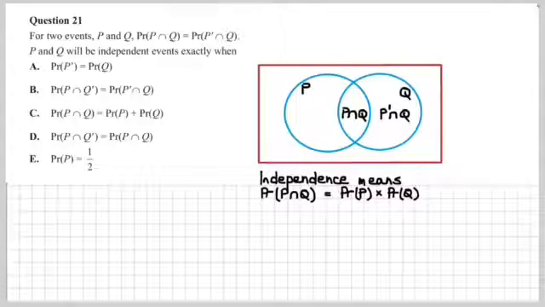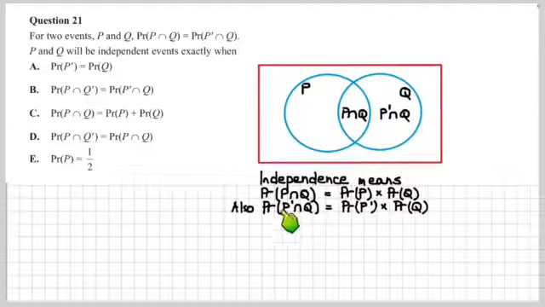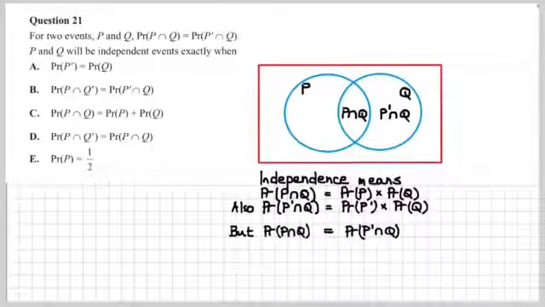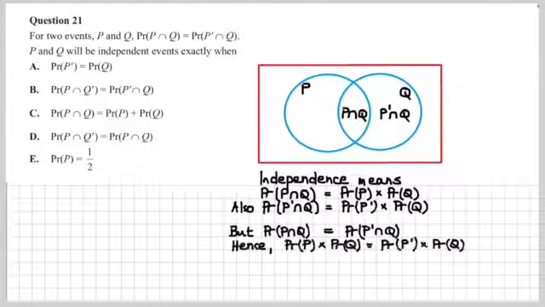Okay, now the plot thickens. Also, guys, the probability of not P and Q will follow the same formula because P and Q are independent. Therefore, the probability of not P and Q will equal the probability of not P times the probability of Q. Okay? So far, so good. But, guys, they've told us that the probability of P and Q is equal to the probability of not P and Q. So let's plug and chug this stuff here into this equation here.